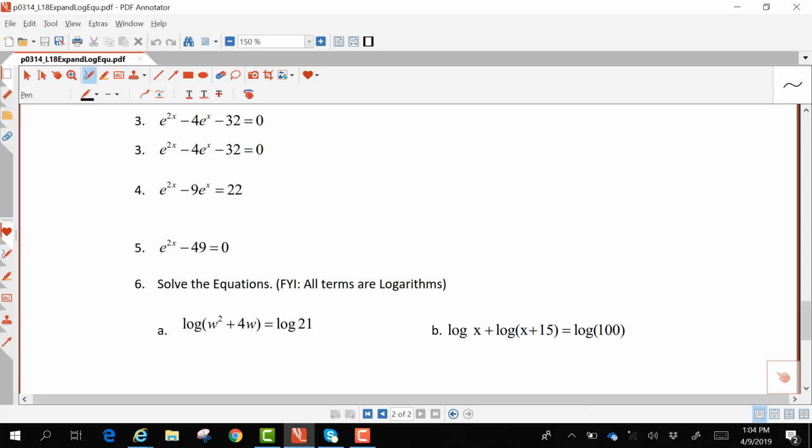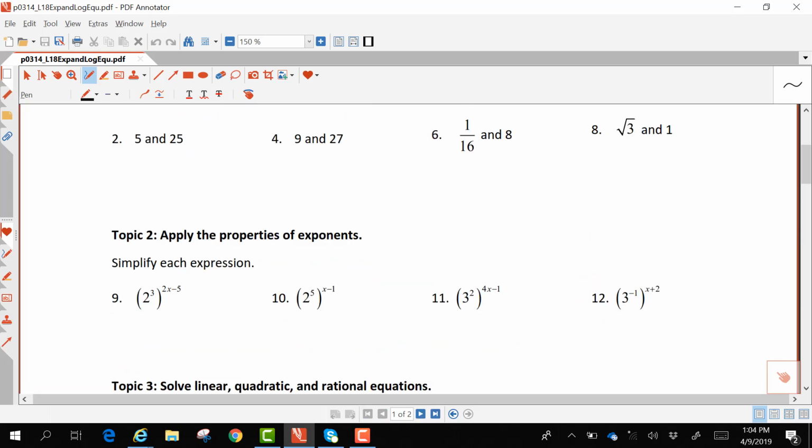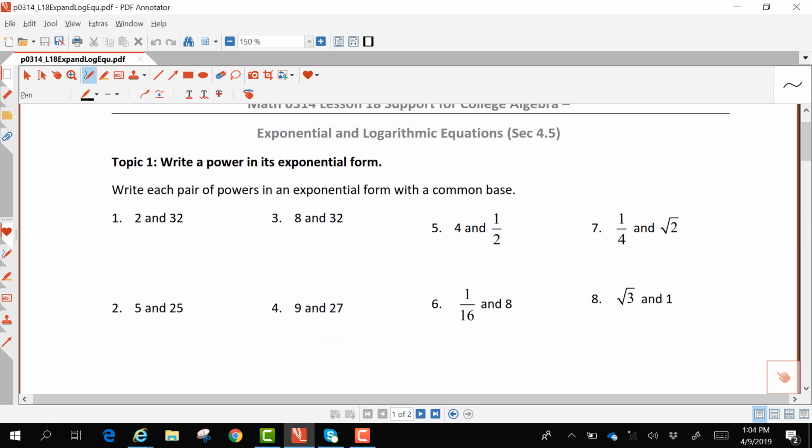Welcome to today's lesson on exponential and logarithmic equations. We began by talking about exponential form and making the base the same for two numbers. For example, in number 1, we have two numbers, 2 and 32. The desire is to get them both to have a base of 2.